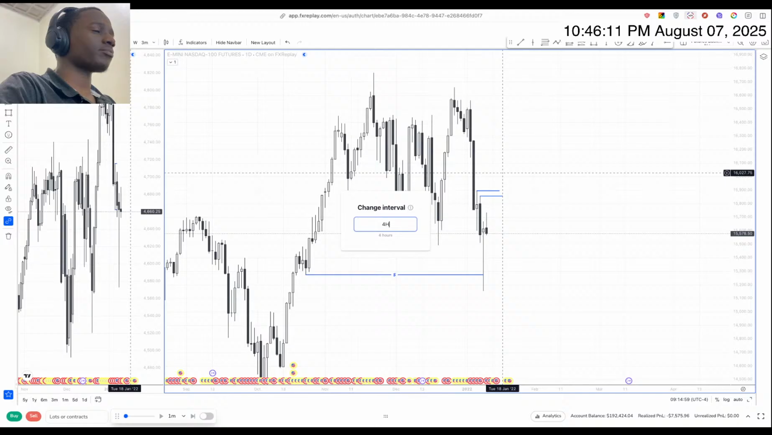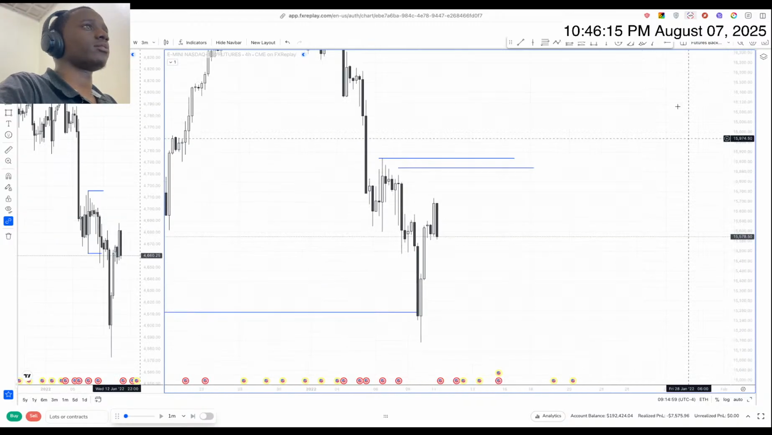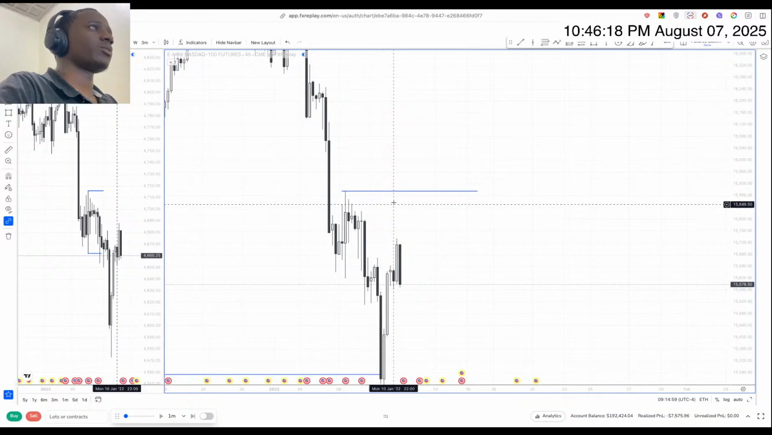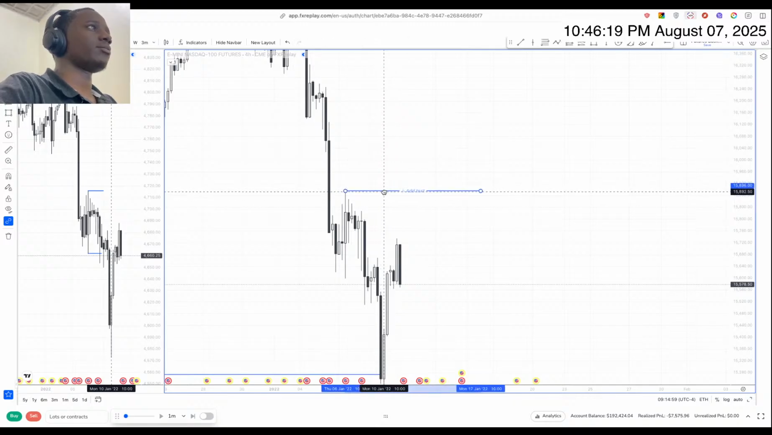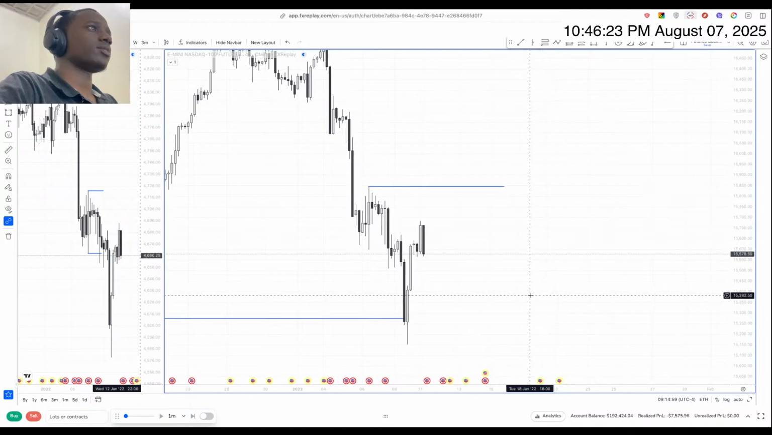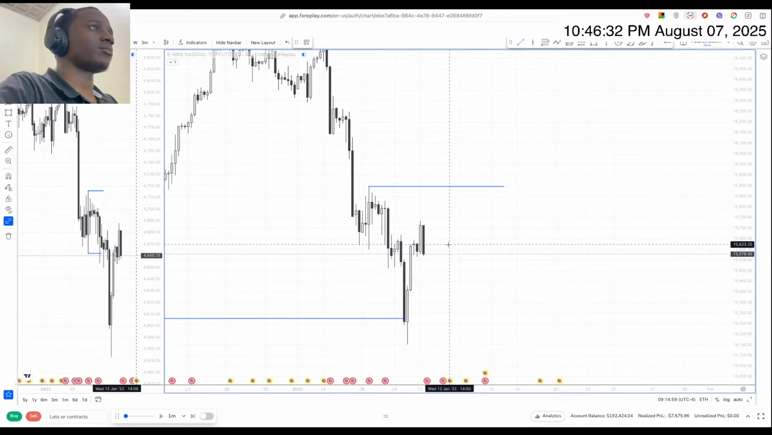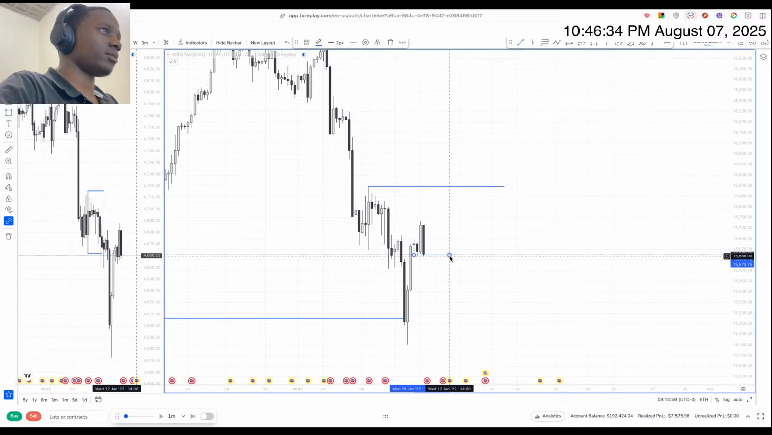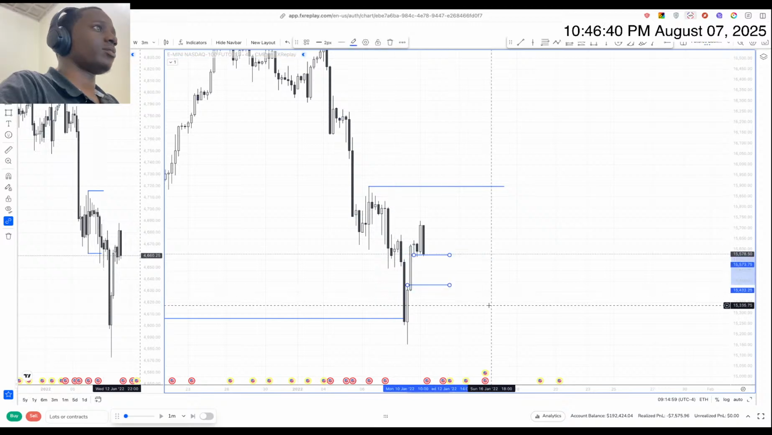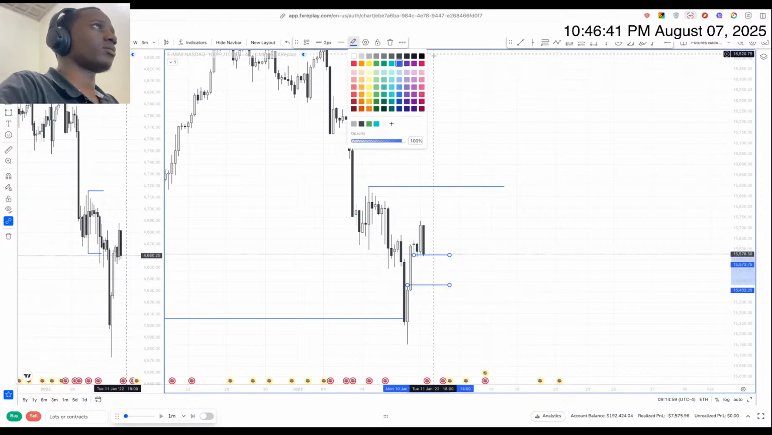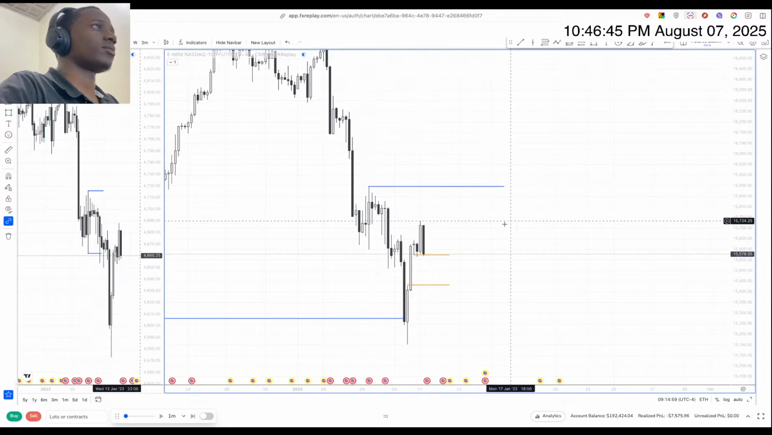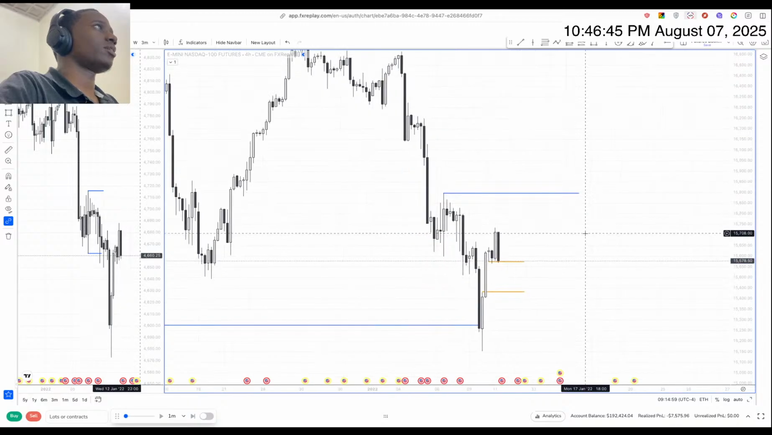Now on 4 hour, you can actually narrow it down to this. Now, what do we see here? We've got the sweep, we've got a shift here, and we've got this gap here. So let me do it like this. I'd like to make this orange, just to mark the 4 hour fair value gap.